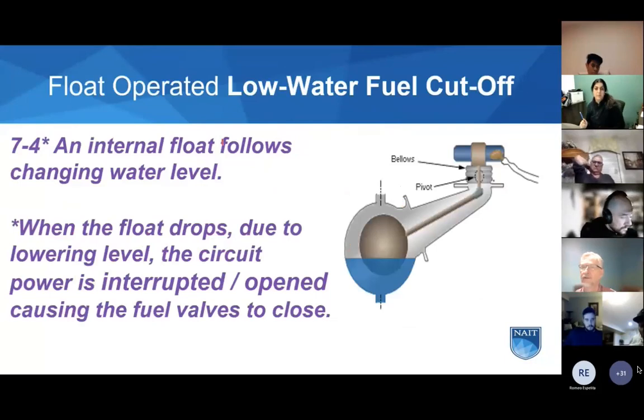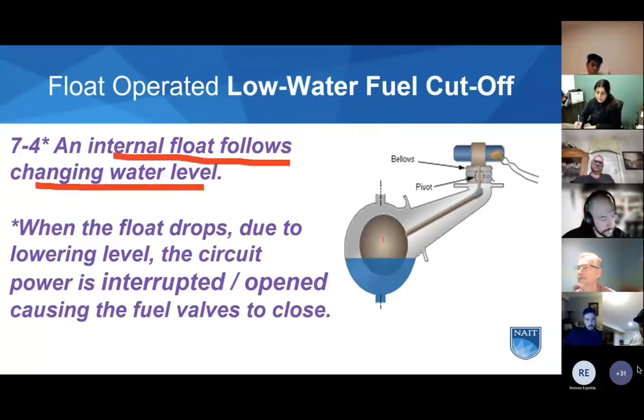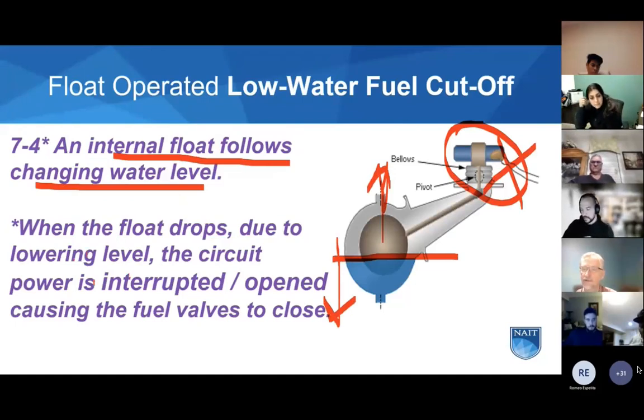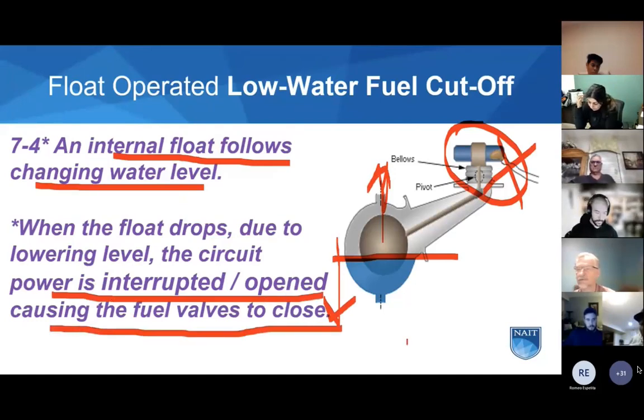So to review, the internal float follows the changing water level. This guy moves up, everything is good. This guy moves down too low past this line, that's going to turn off the electrical current to the solenoid valve and stop the flow of gas. When the float drops due to a low level, circuit power is interrupted or opened, causing the fuel valves to close.